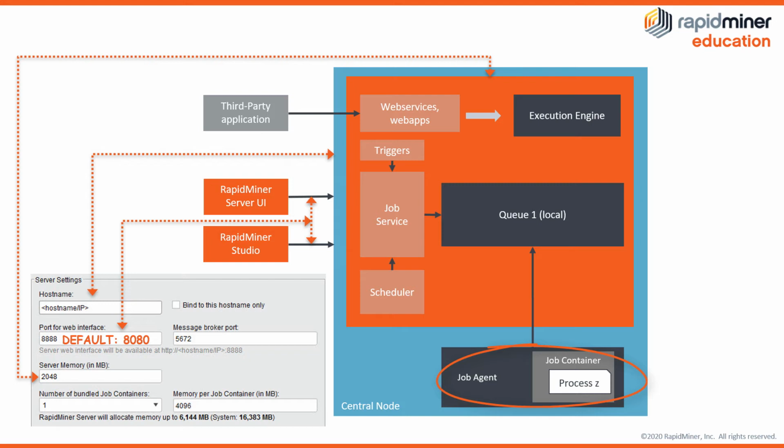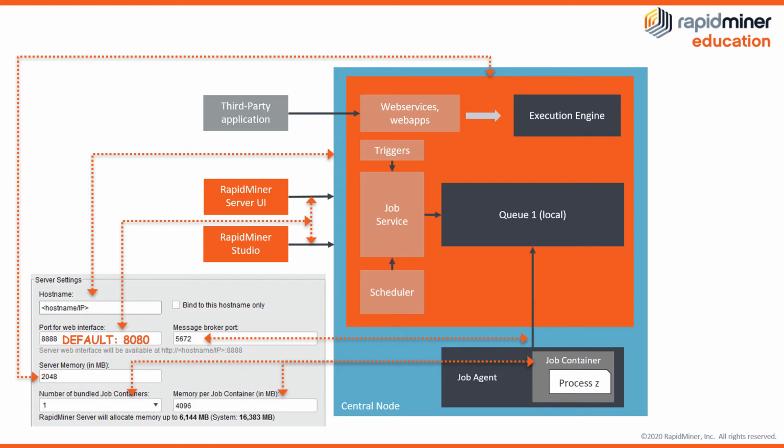The communication between the main server application and the job agents, and consequently the job containers, is routed through the so-called internal port, which is 5672 by default. During the installation, we define how many job containers we want to install on our host machine and how much memory they each get. If we decide to have at least one job container, then the agent which owns that container is automatically set up and assigned to the default queue.